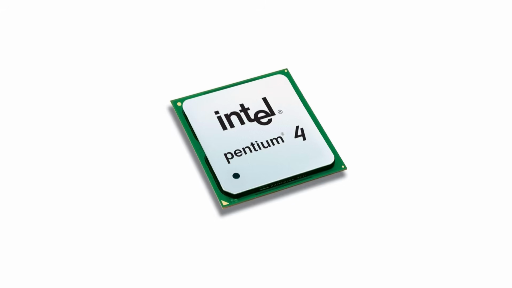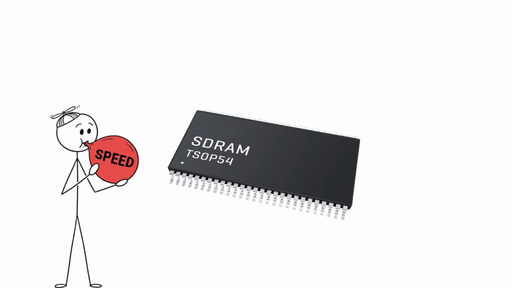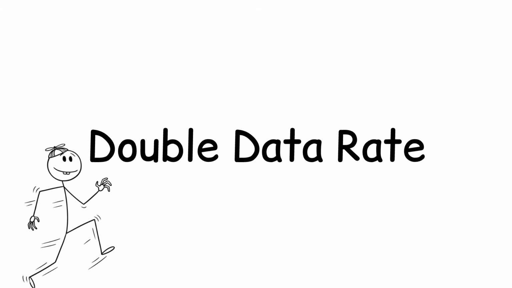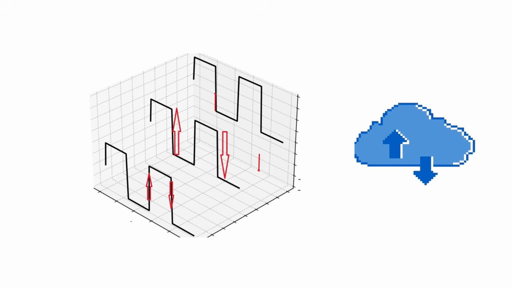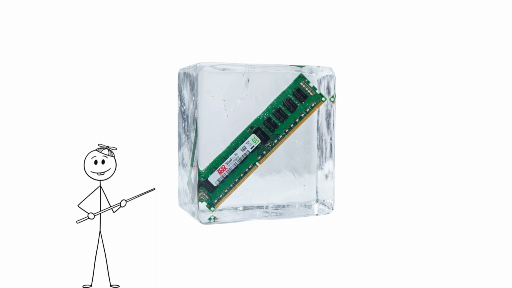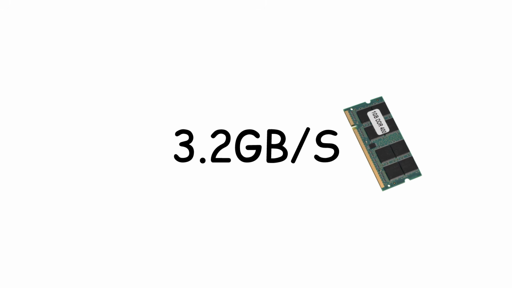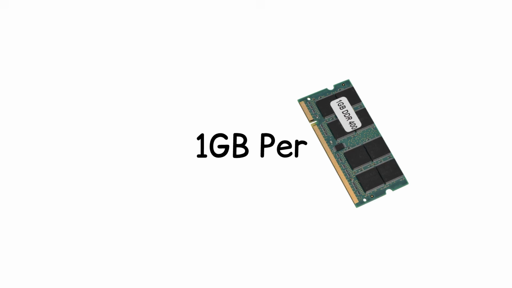DDR1. As CPUs got faster, simply cranking the speed of standard SDRAM caused heat and stability issues. Double data rate, DDR, engineered a way to transmit data on both the rising signal, going up, and falling signal, going down. Bandwidth doubled instantly, without extra heat. Speed, up to 3.2 GB per second. Maximum capacity, up to 1 GB per stick.